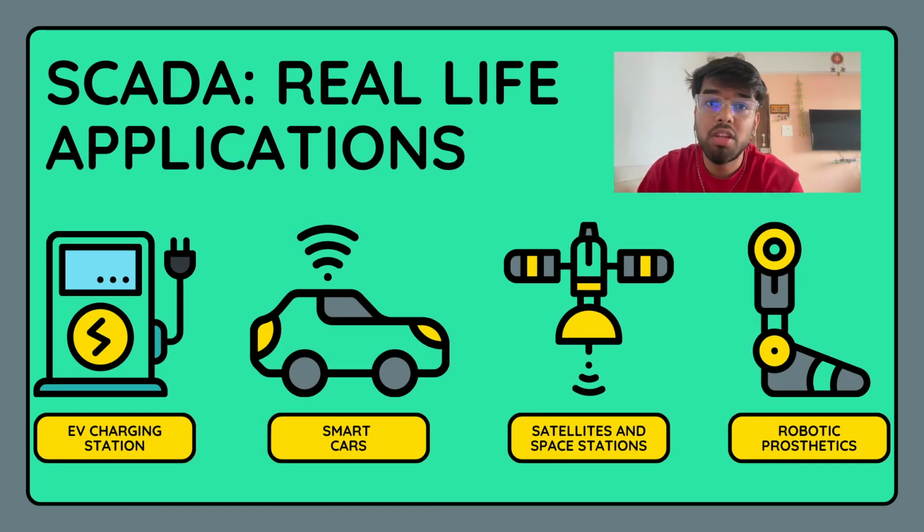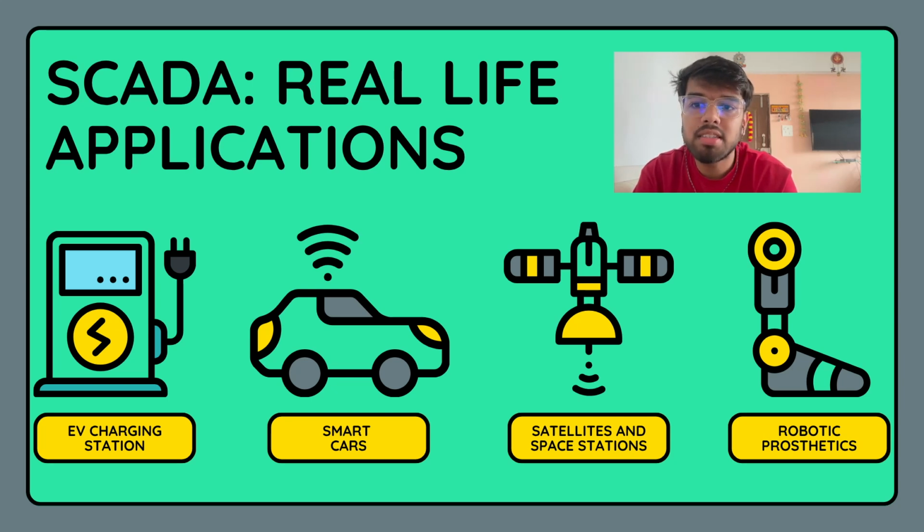So, let's talk about the real-life applications of SCADA. SCADA is not limited to one field. It is used in many real-life applications across industries. Take electric vehicles, for example. Electric vehicles need charging stations. With a growing number of EVs, it's important to monitor charging points, manage power demand, and prevent overload. SCADA helps operators track each charging station in real time and balance the load across the grid.